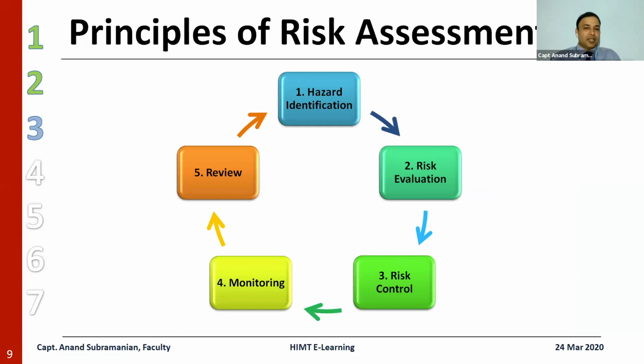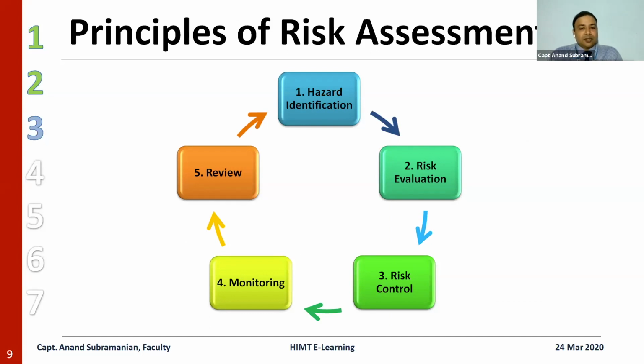Now, this requires a little bit of explanation. The first thing in risk assessment is hazard identification. I'll just quickly run through these five points, which will be discussed in much more detail in the further slides. Once we identify the hazards, we know what is the risk presented by each hazard. Once we know the risk from each hazard, we also know how to control them. That is what is called risk control.